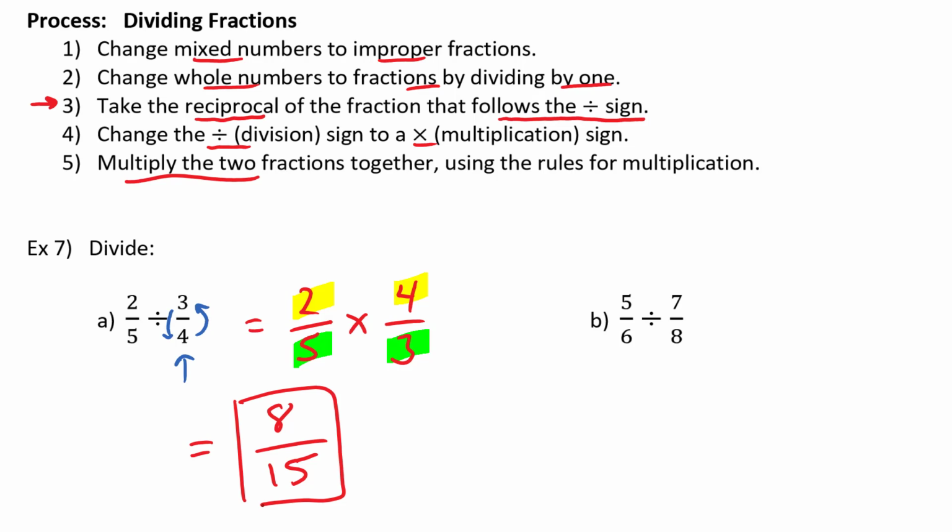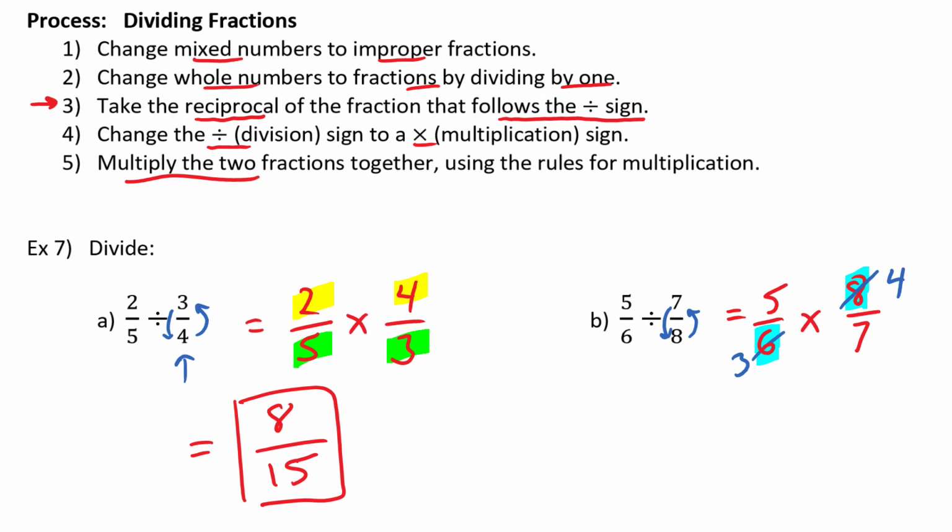B. 5 over 6 divided by 7 over 8. Again, we're taking the reciprocal of the value that comes after the division sign. This becomes 5 over 6 times 8 over 7. Now we can simplify this a bit. I can take a common factor out of the 6 and the 8. One's on the top, one's on the bottom. Common factor of 2. How many times does 2 go into 6? It goes in 3 times. How many times does 2 go into 8? It goes in 4 times.